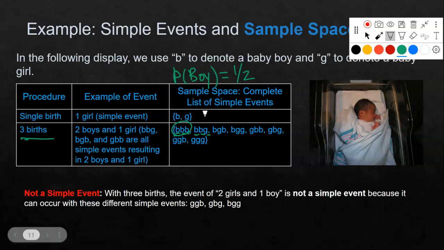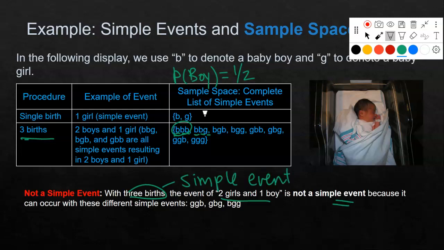So 3 births, the event 2 girls and a boy, is not a simple event because it can occur with different possibilities. So if you have 3 births, we can't call this a simple event because there's more than one possibility. BBB is different than BBG. So a simple event is just something where it's broken down and it can't be broken down any further. Don't stress too much about the difference between a simple event and a compound event.